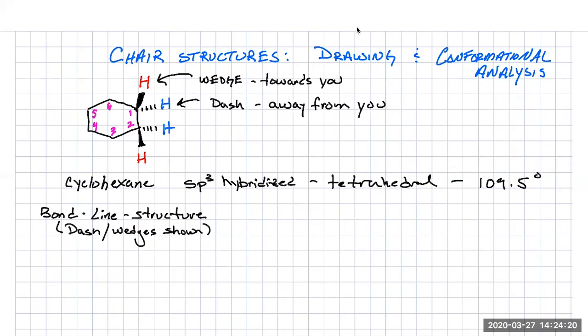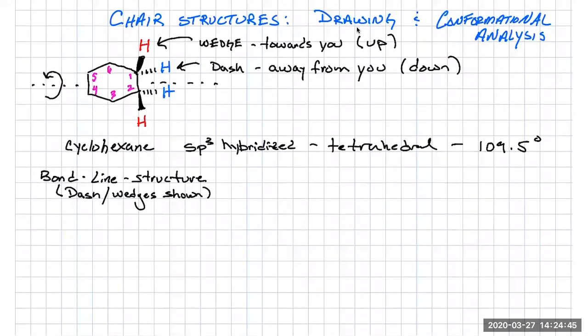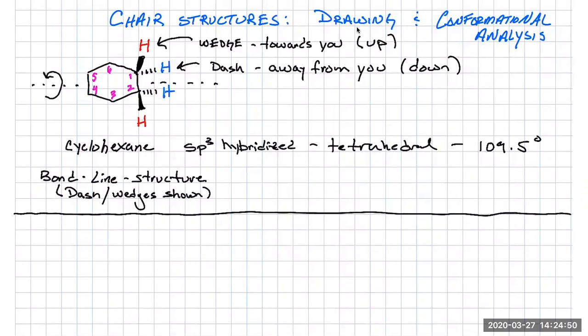Now, what I want to note here is that if I think about an axis here, if I were to flip that structure or lay that structure down on its face, let's say backwards, then the wedges are going to be up and the dashes will be down. Okay, and so moving along here, we're going to convert that cyclohexane bond line structure into a chair.